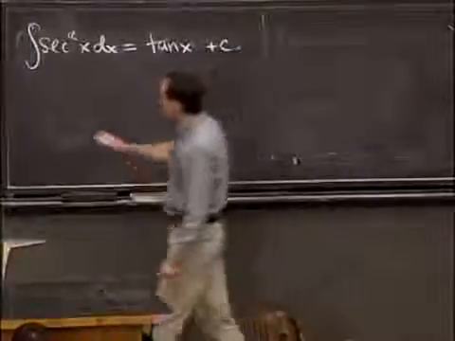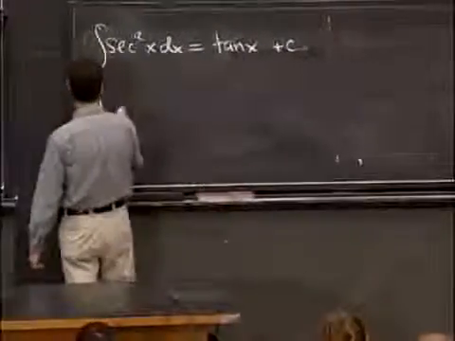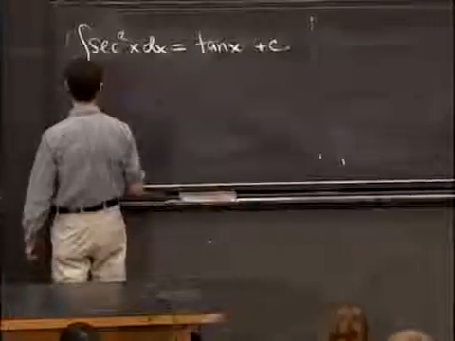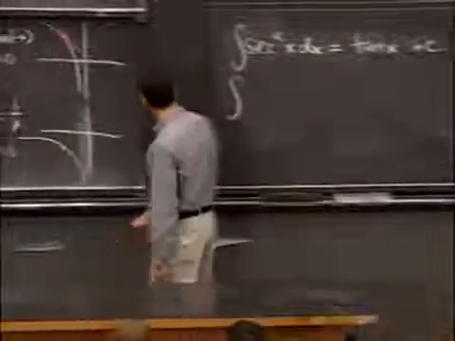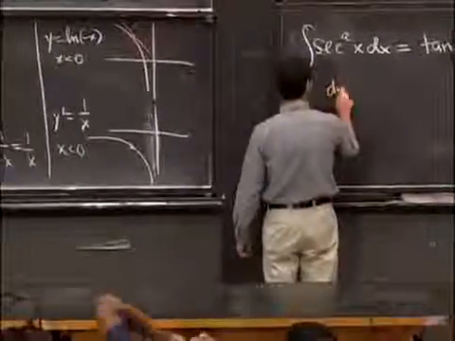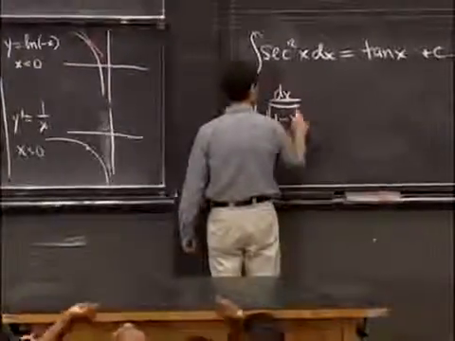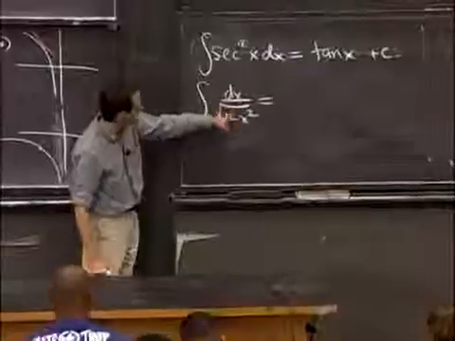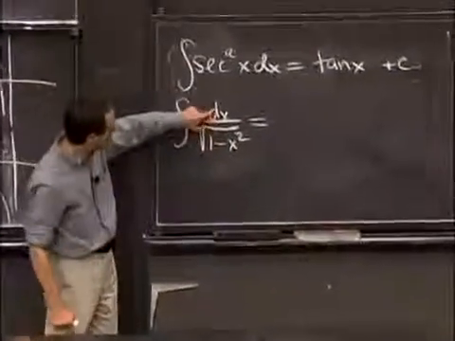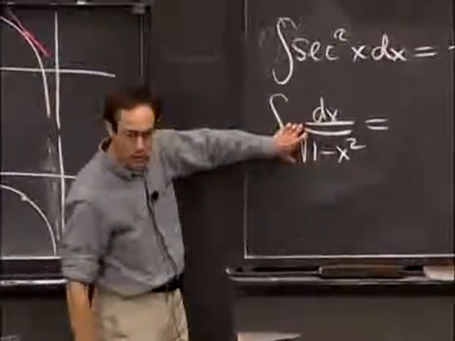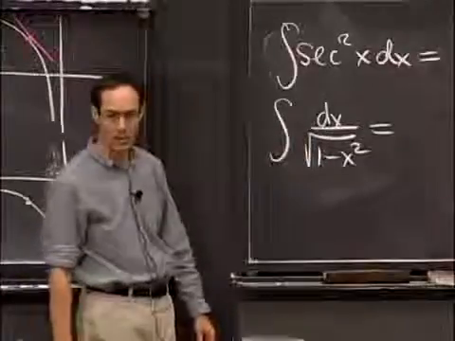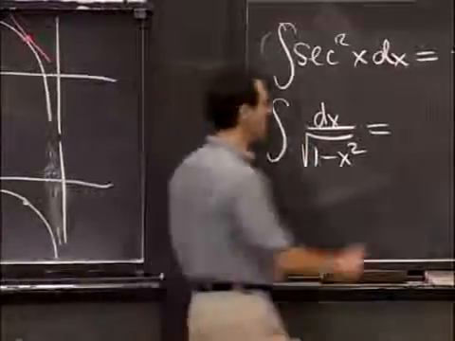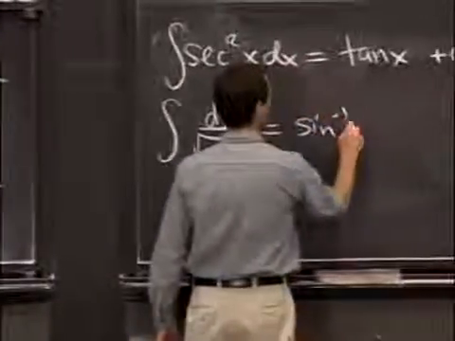And then the last ones, a couple of this type would be, let's see, I should do at least this one here, the square root of 1 minus x squared. This is another notation, by the way, which is perfectly acceptable. Notice I've put the dx in the numerator and the function in the denominator here. So this one turns out to be sine inverse x.